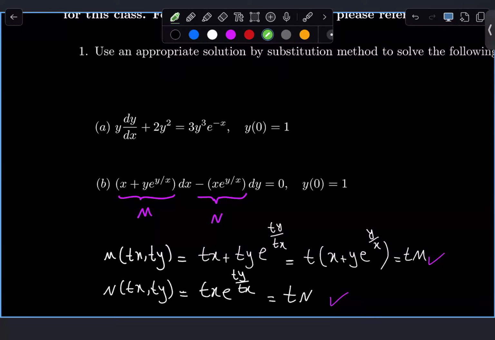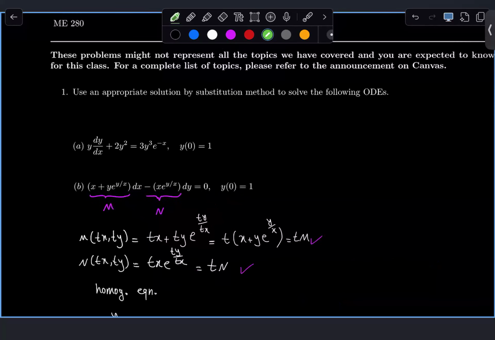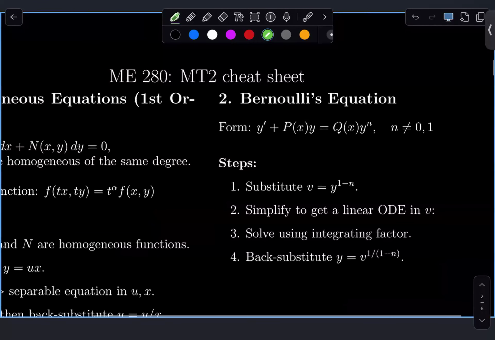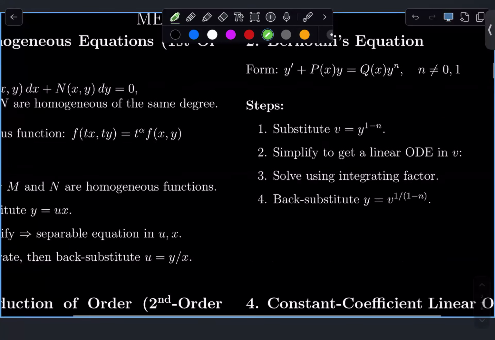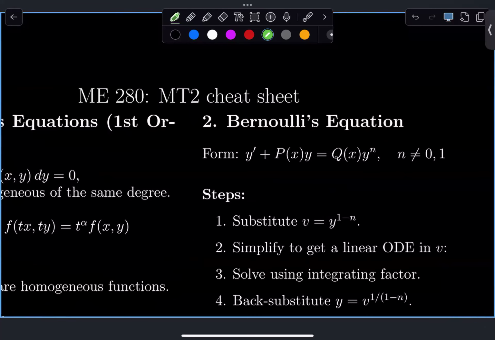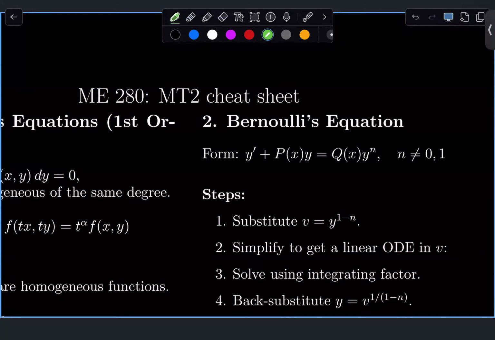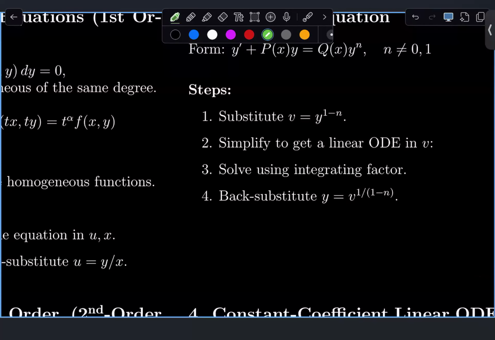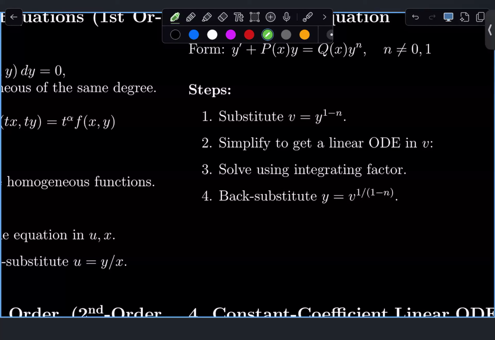First, you put it in the standard form, right? Then we have the formula sheet here. So the standard form looks like this one. The difference is, it's just y prime plus p of x y, right? The difference is on the right-hand side, you have y with some n exponent. And that is very important. You have to find n first. And n is not 0 or 1, okay? So something that's higher than 1. You do the substitution of u or v equals y to the power of 1 minus n, okay?